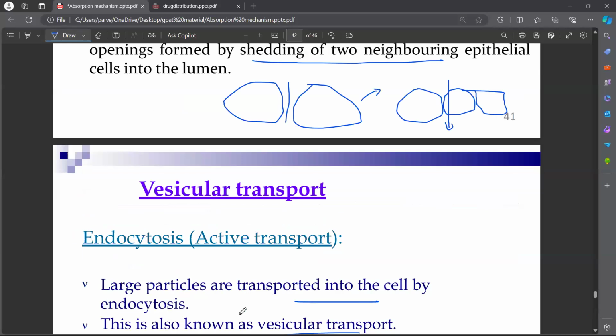Okay. So now let us move to some of the important topics like different theories of dissolution, BCS classes, etc. So let me share a white screen with you guys.